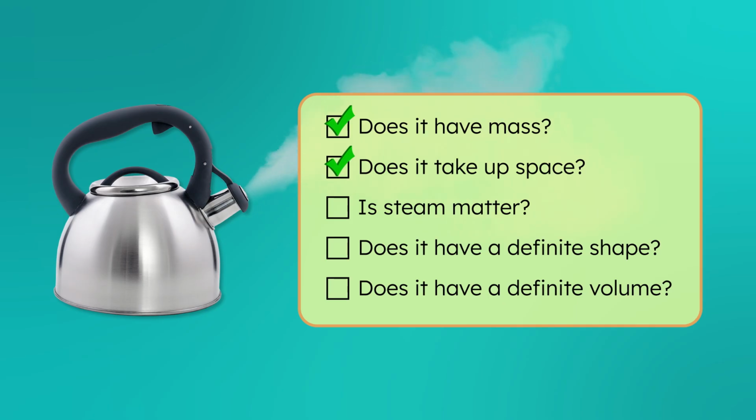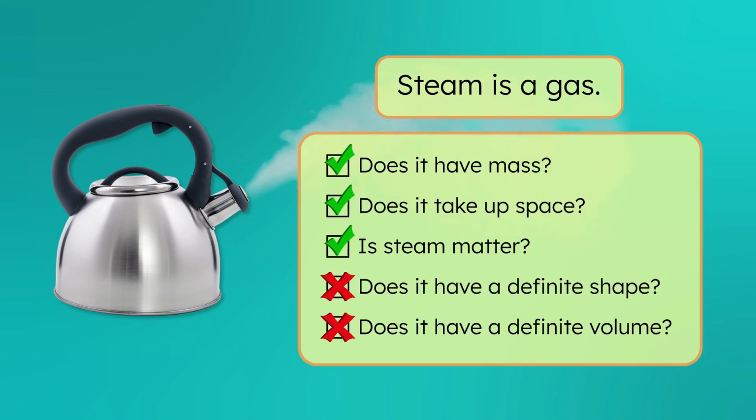Is steam matter? Yes. Does it have a definite shape? Since it expands into the air around it, steam does not have a definite shape. Does it have a definite volume? Once again, since steam expands into the space around it, it does not have a definite volume. Therefore, steam has no fixed shape or volume. It is classified as a gas.